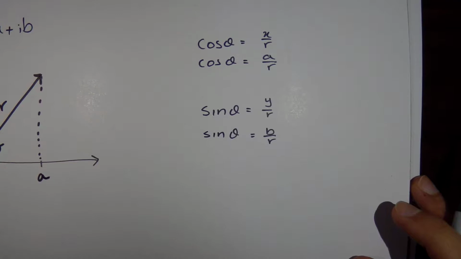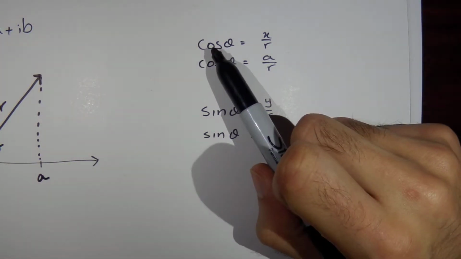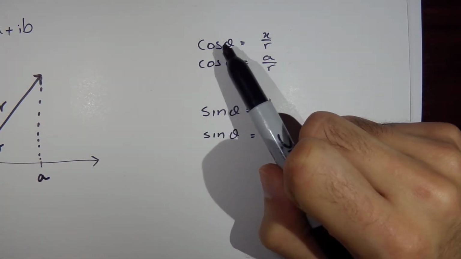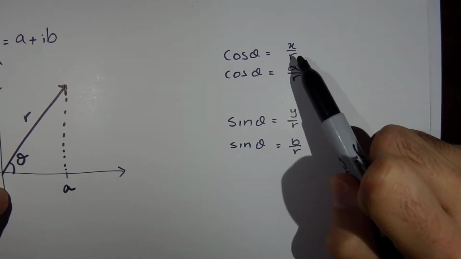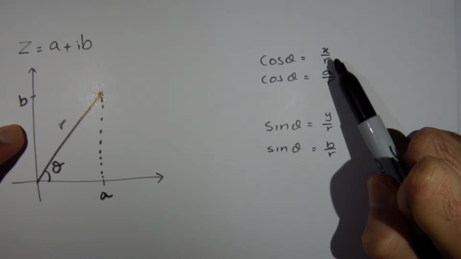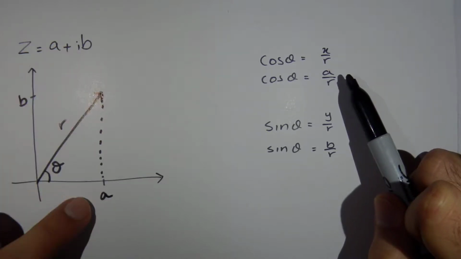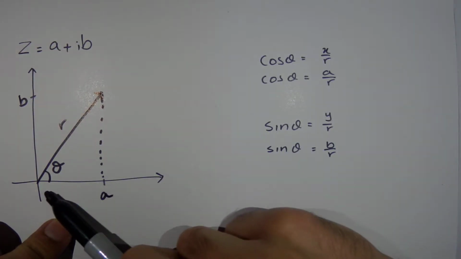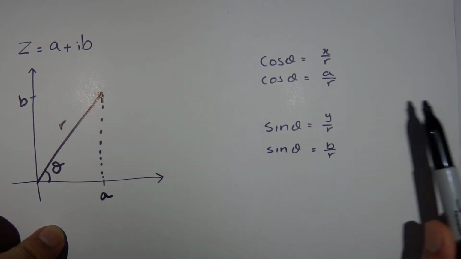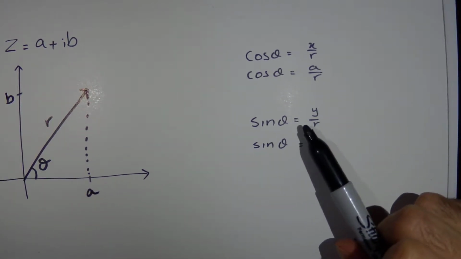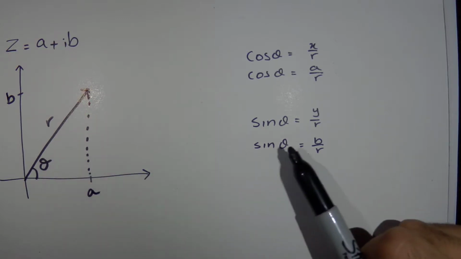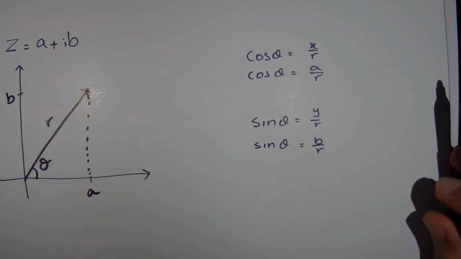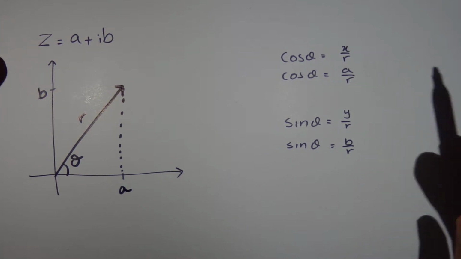Another thing to recall from basic trig is that if you're given a right angle triangle, then cosine of theta is always equal to the horizontal length divided by the magnitude. If you apply that to this complex number, it'll be a over r equals cosine theta. Same thing with sine. Sine is equal to the vertical length divided by the hypotenuse, which would be in this case b over r. This right here is the basis of polar form.